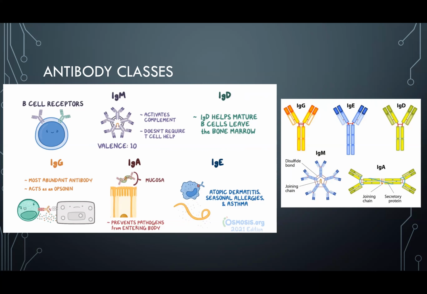Immunoglobulin E is associated with allergic and anti-parasitic responses. Immunoglobulin E is a monomer with a valence of 2, and is shown on the bottom right on the left image.